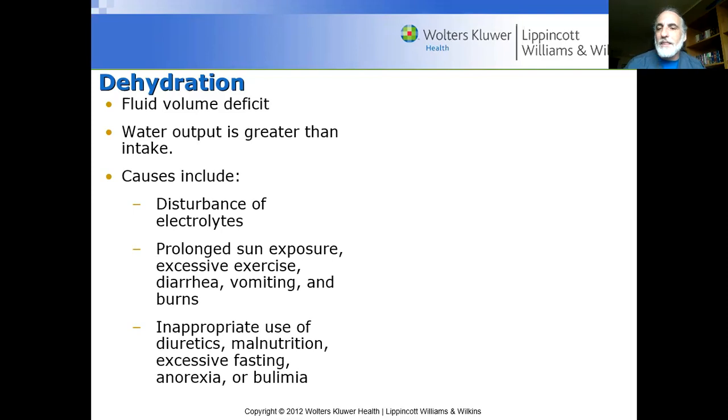Let's just take these pieces. So prolonged sun exposure. This makes sense, right? Out in the sunshine, you get hot, you sweat. What is sweat packing a lot of? Fluid. Excessive exercise. Well, if you're doing it right, you sweat. Diarrhea. As you are losing all this through the GI tract, you're losing a lot of fluid there. Vomiting the same way. Burns.